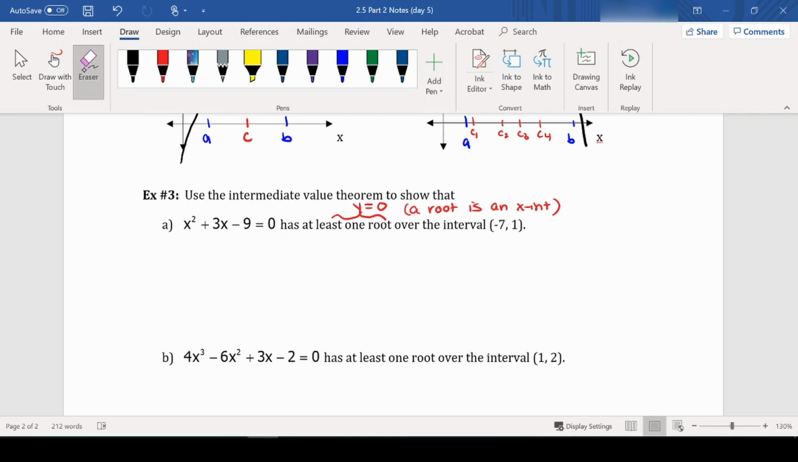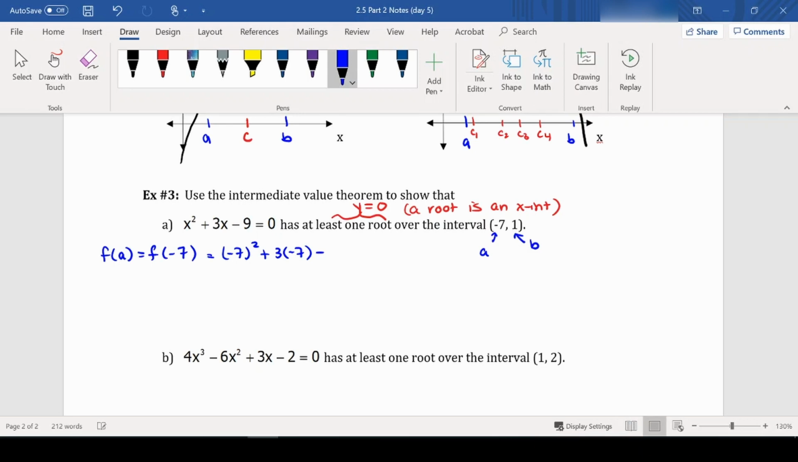And is this thing continuous? And therefore, must I cross the x-axis somewhere? Okay. So what I need to do is, this would be my a, this would be my b. f of a would be f of -7, which would be -7 squared plus 3 times -7 minus 9. And this gives us 49 minus 21 minus 9, or this gives us 19.